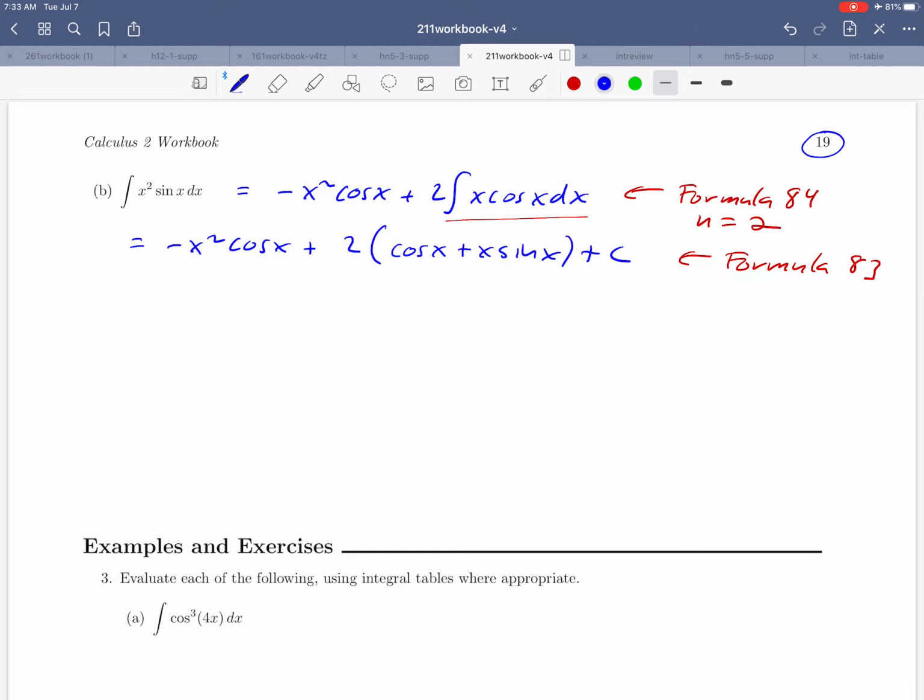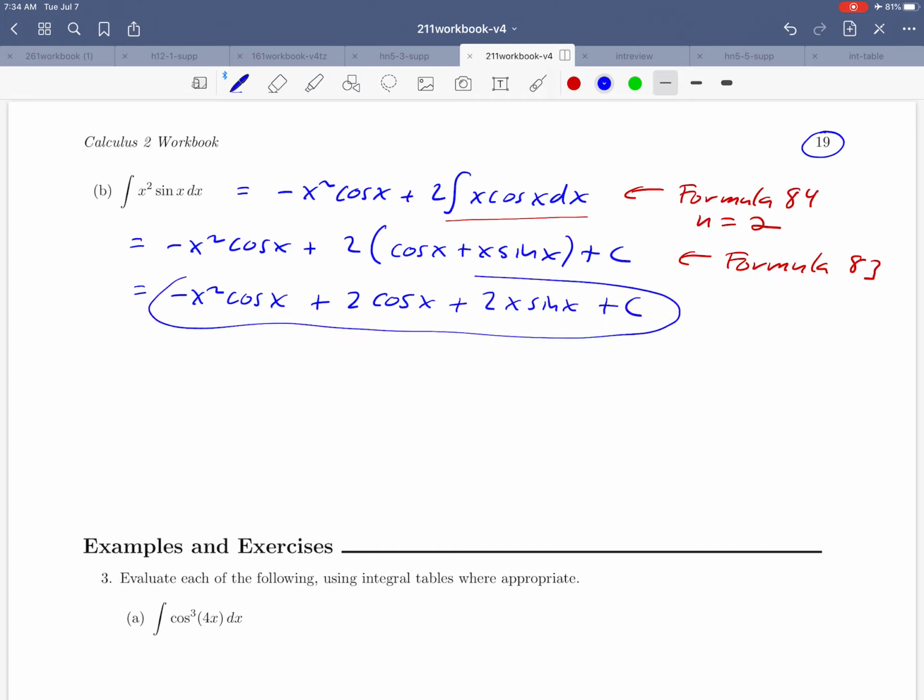And now we are done because we've gotten rid of all the integrals. Let's just rewrite our answer one more time here. We can maybe take that 2 and distribute it through. This illustrates the fact that it's okay to use more than one table formula in one problem. Sometimes you'll need to do that, and we'll see that in some of the future examples we do.